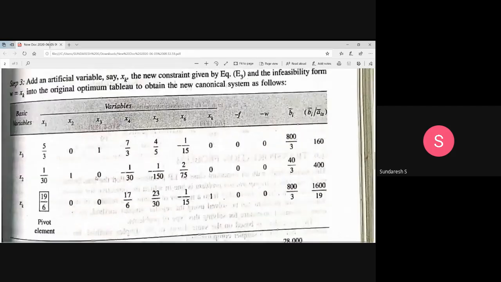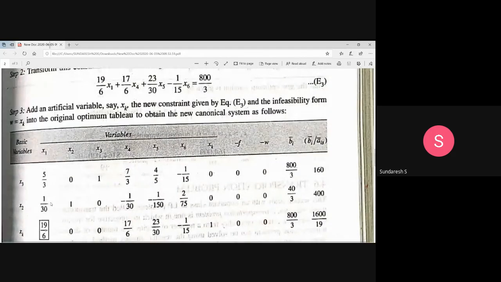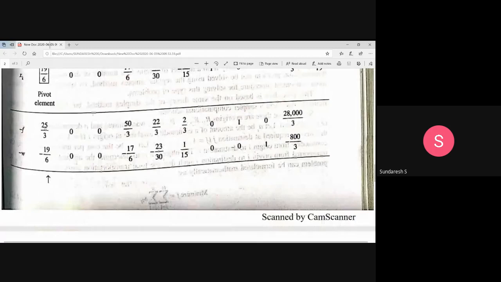And W will become minus 19 by 6. Rest of things will be 0. So rest of things will be negative. Similarly, how we have got the cost coefficients, the W will also be taken in the infeasibility form. Similarly, we have the xk values, so we have put everything in W as a negative of xk.